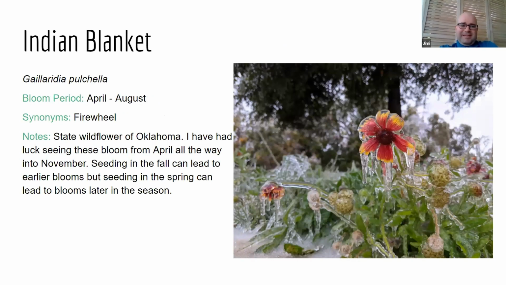Now, the Indian blanket, the state wildflower of Oklahoma. Bloom period I usually see advertised as April to August, but I have had luck with these blooming from April all the way into November. So that big ice storm that hit Oklahoma City, I still had Indian blanket growing and blooming in this bed. So that's how I got this image of this Gaillardia just completely encased in ice from that particular storm.